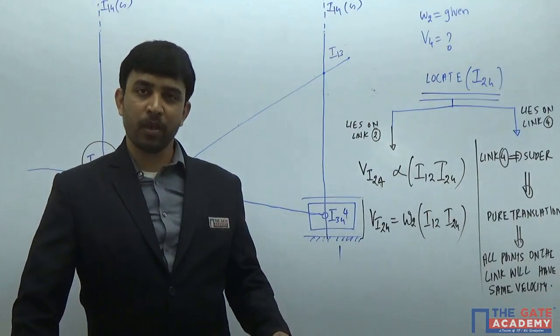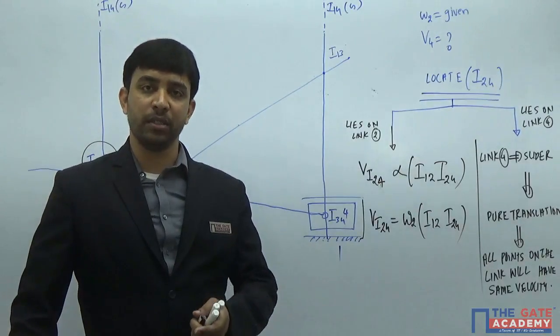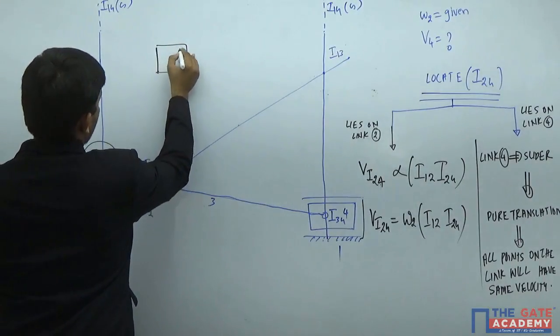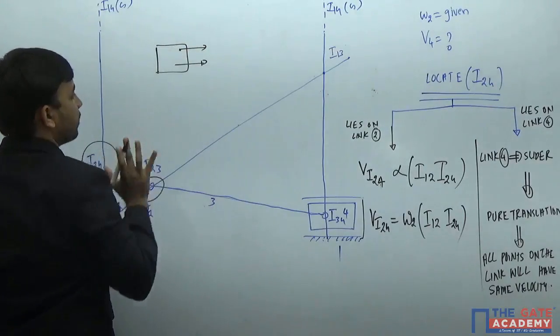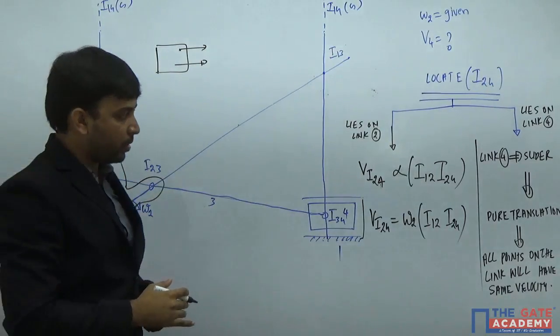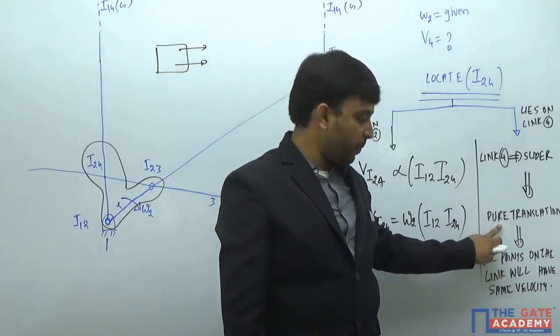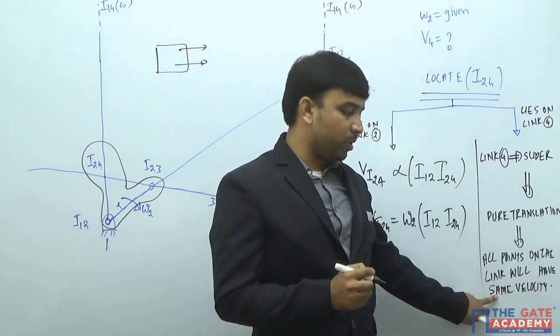Velocity is a vector quantity, so it should be the same both in magnitude and direction. Whenever the object is undergoing pure translation, if you choose any point, all the points should have the same velocity, both in magnitude and direction. Then I can say it's undergoing pure translation. So link 4 is a slider, and the slider is undergoing pure translation. Since it's undergoing pure translation, all the points on the slider will have the same velocity.